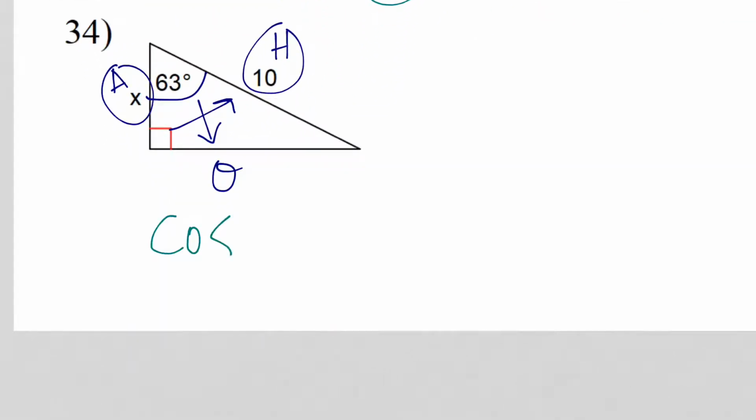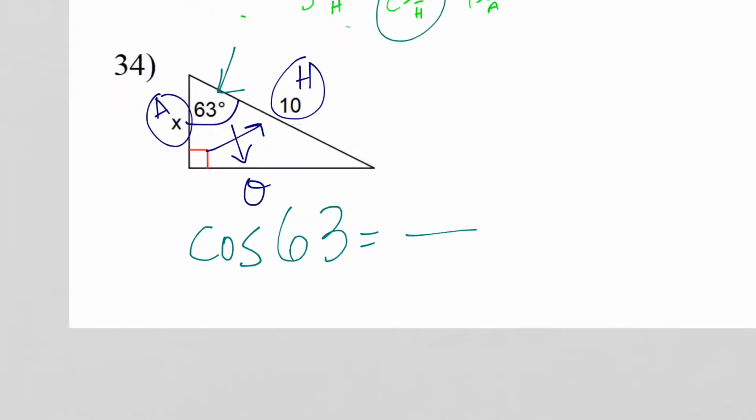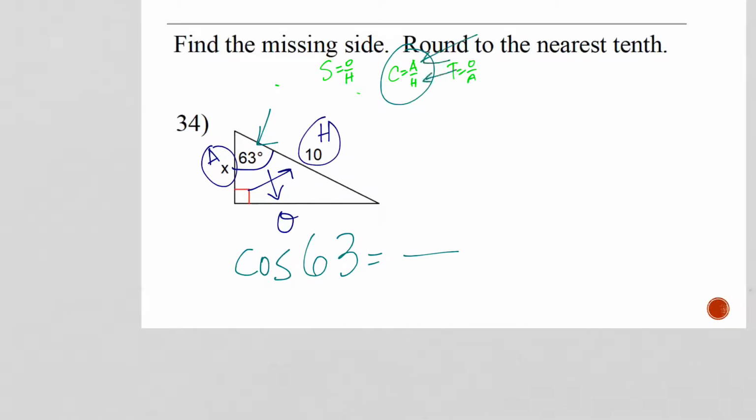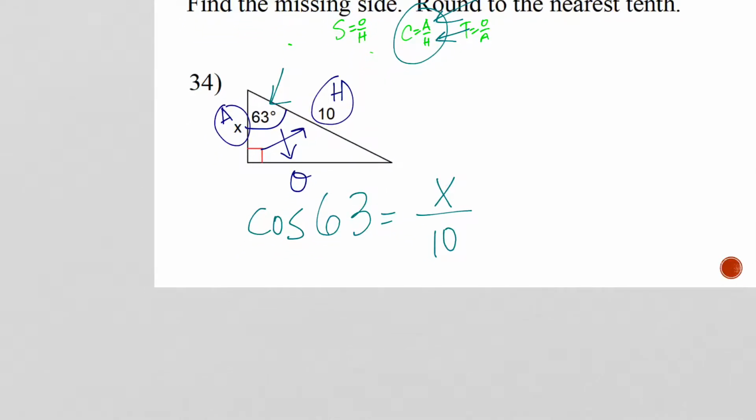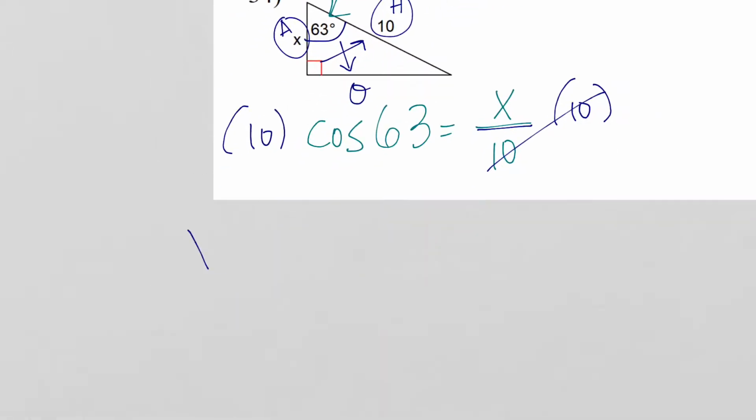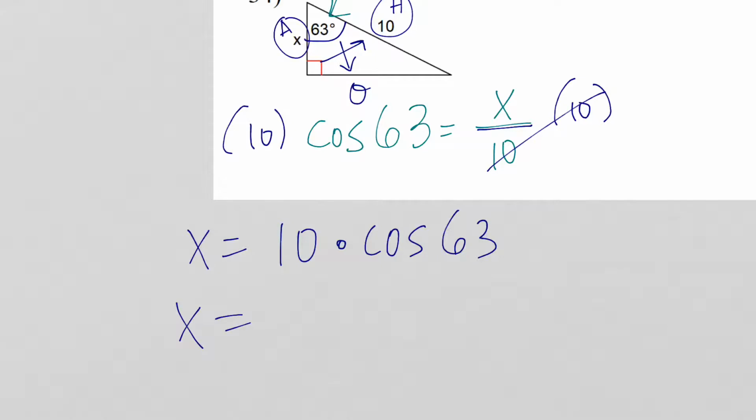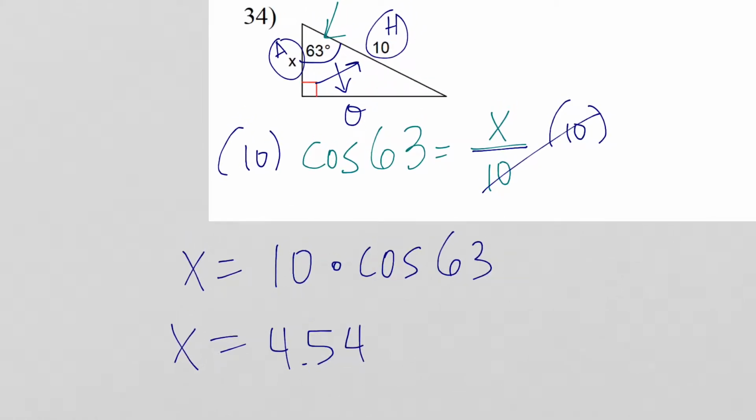Well, I do know what the angle measures. The angle measures 63 degrees. Cosine of 63 degrees equals a divided by h. A is x, h is 10. So here, x is being divided by 10, so I can multiply both sides of my equation by 10. And now I get x equals 10 times cosine of 63 degrees. Type it into the calculator and check what you get. You get 4.54 rounded. So that would be the measurement of your side.